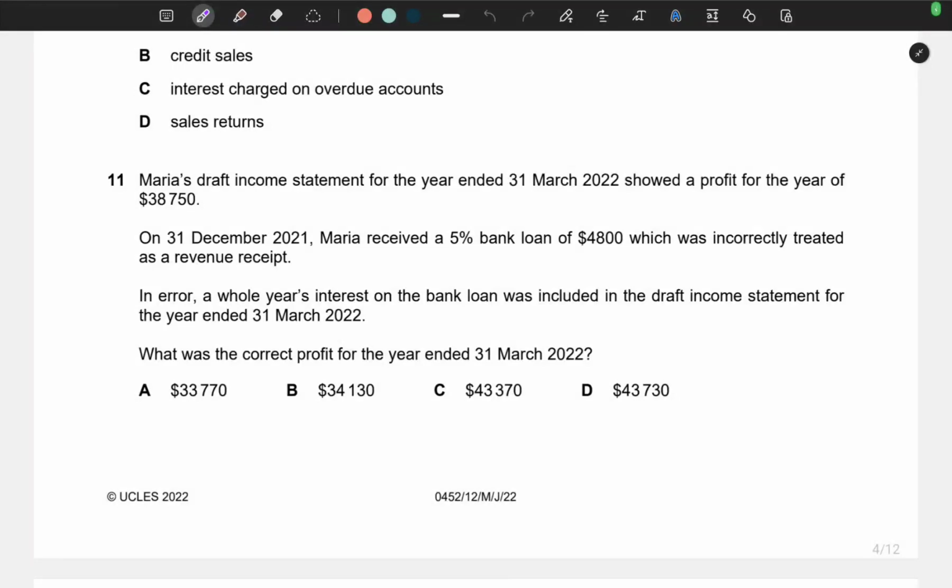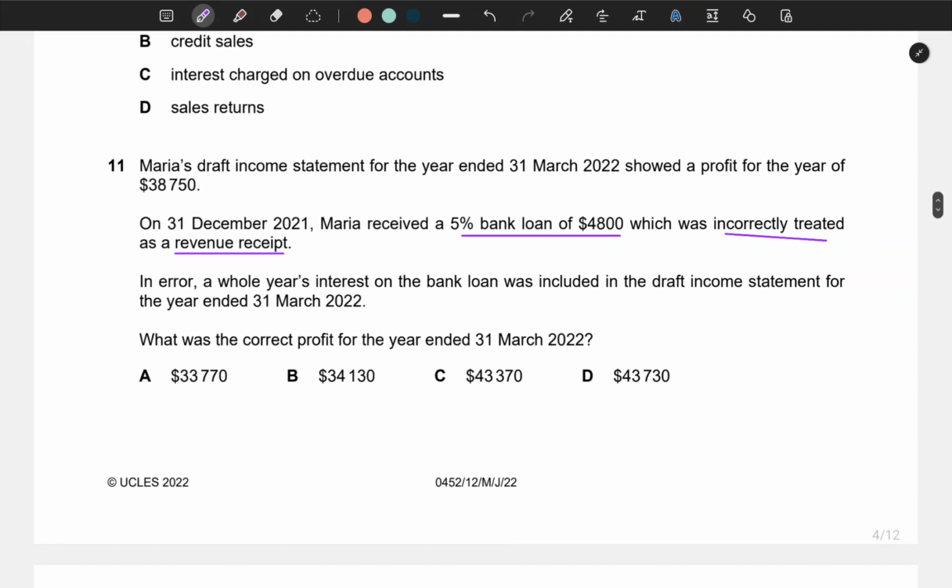With part 2. Okay, Mara's draft income statement for the year ended 31st March 2022 shows a profit for the year of $38,750. On 31st December 2021, Mara received a 5% bank loan of $4,800, which was incorrectly treated as a revenue receipt. Revenue receipt means it's income, so you wrongly treated it as a revenue receipt. In error, the whole year's interest on the bank loan was included in the draft income statement for the year ended 31st March 2022. What was the correct profit?